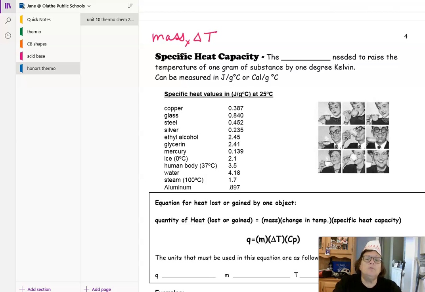Well, the metal will heat up much easier because of what it's made of. So we have to have that other piece of information, and we call that specific heat capacity. That is the ability for something to heat up. All right, and our specific heat capacity is defined as the energy needed to raise the temperature of 1 gram of substance by 1 degree Kelvin. Okay, 1 gram by 1 degree Kelvin.